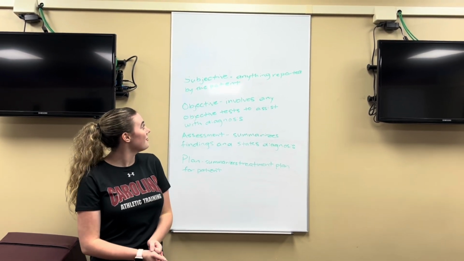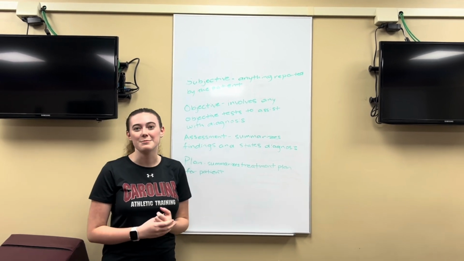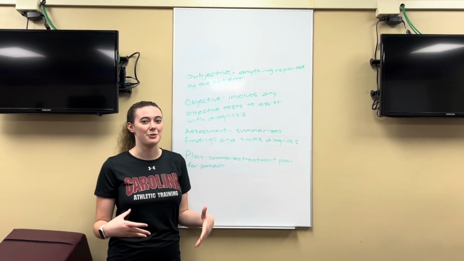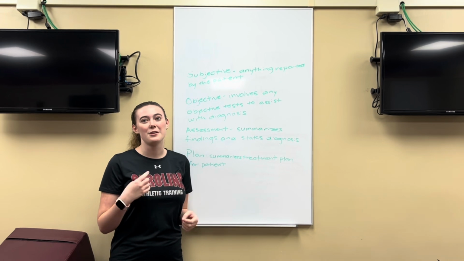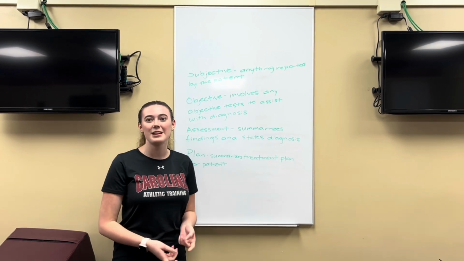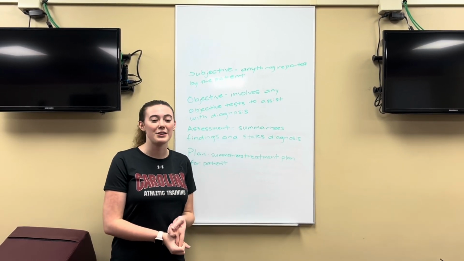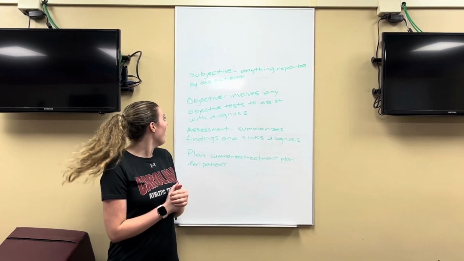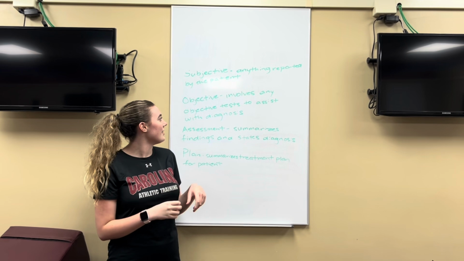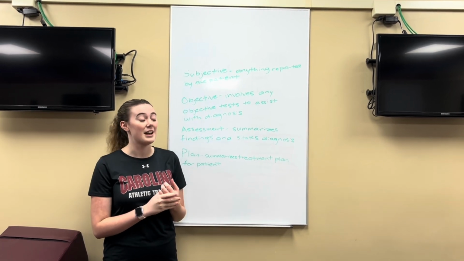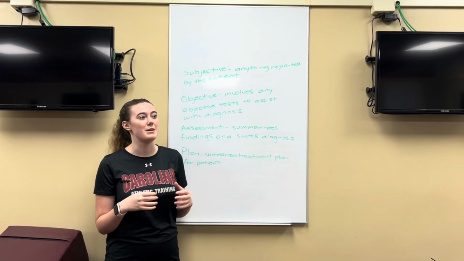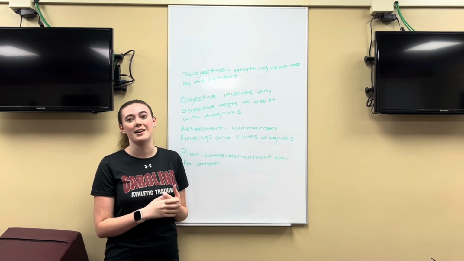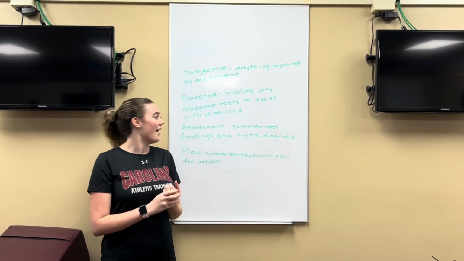So subjective notes are anything that's reported by the patient themselves, so something that we wouldn't be able to objectively see. So this could include past family history, or past personal medical history, as well as anything related to the injury that has occurred. Objective notes involve anything that's done by a clinician to assist with diagnosis. So this could be, for example, a Lachman's test to test for an ACL tear.